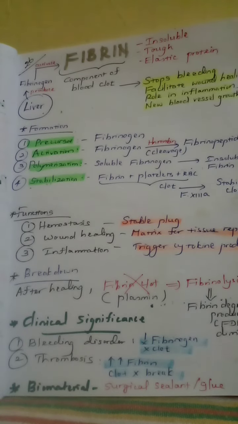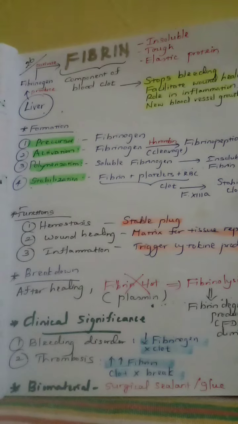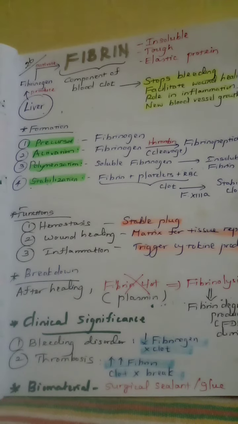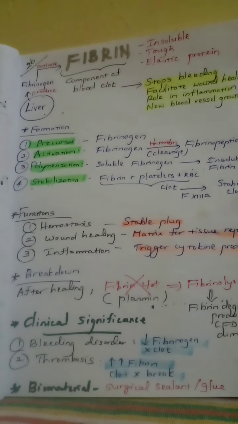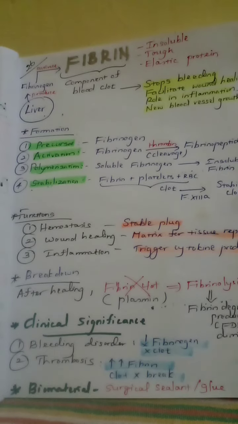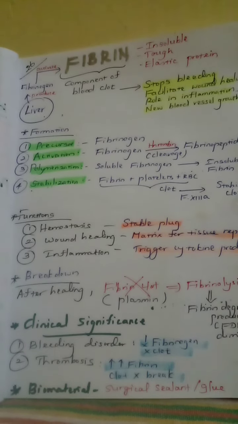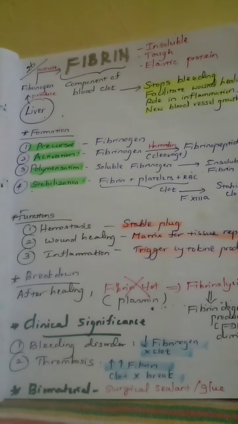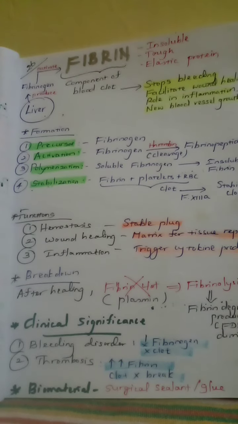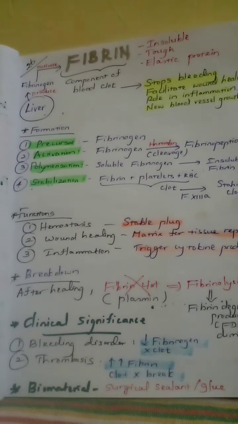This is followed by polymerization where the soluble fibrinogen, so I need to correct myself. Earlier, as I restate again, the fibrinogen is soluble, not insoluble, which becomes insoluble fibrin, right? Make sure you remember that. And then comes the stabilization process where the insoluble fibrin, along with platelets and red blood cells, forms a blood clot. And this clot gets stabilized by factor 13A.